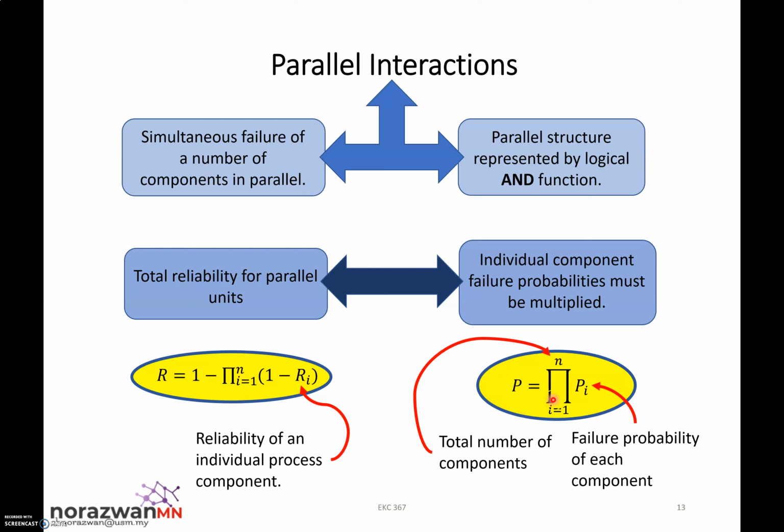So the total number of the components will determine the total probabilities. So you need the sum of the multiplied failure probability of each component. This is the equation that will be used to determine the probabilities and also the reliability. Okay, we will look at the difference between parallel and series interaction.